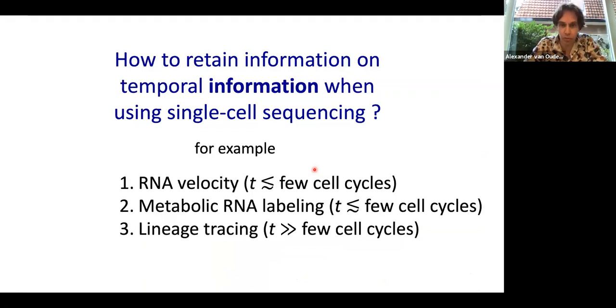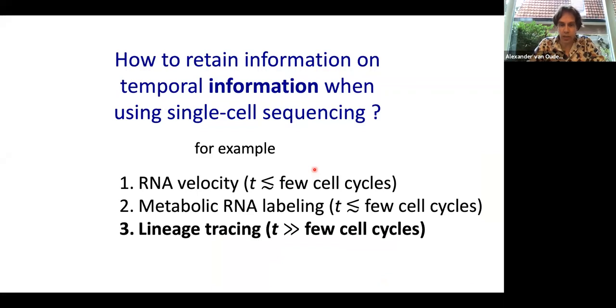Now, we heard already beautiful talks on RNA velocity and metabolic RNA labeling. These are two methods that allow you, even though you do a destructive experiment, to look back in time at what these cells were doing a few cell cycles ago. The thing I want to talk about is the third option here, which is how can you tell something about the cell many cell cycles ago?